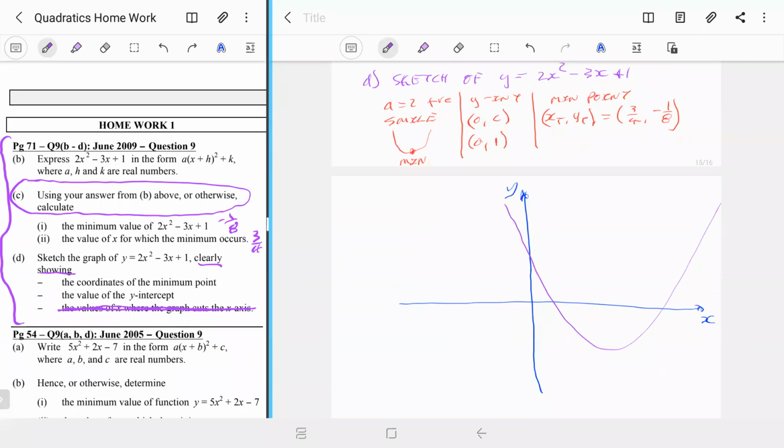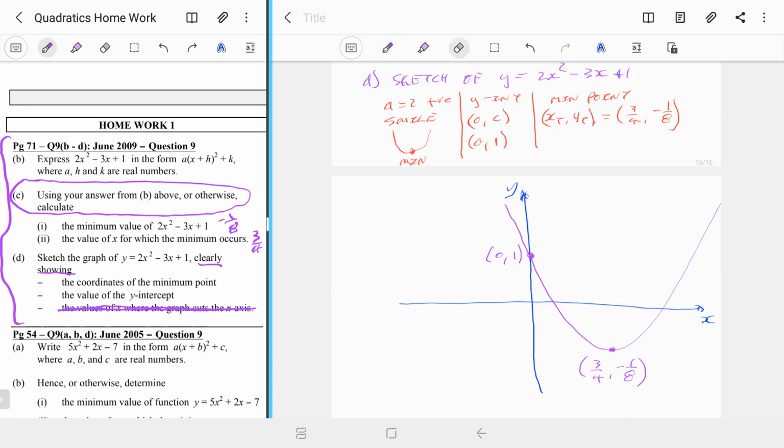Then what you do after that? Label it properly. I'm going to mark the minimum point down here, the lowest point on the graph, and write the coordinates there: 3 over 4, negative 1 over 8. It's not to scale, doesn't matter, it's just a sketch. And I'm going to mark the point where it intersects the y-axis. That point is (0, 1).